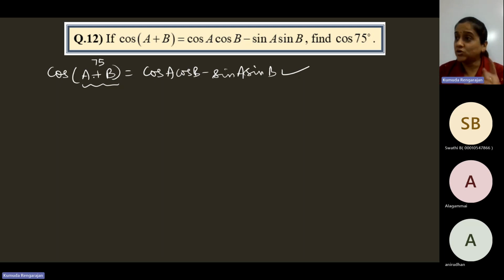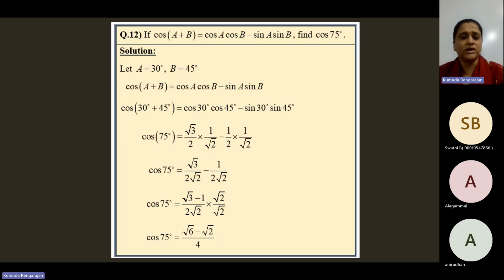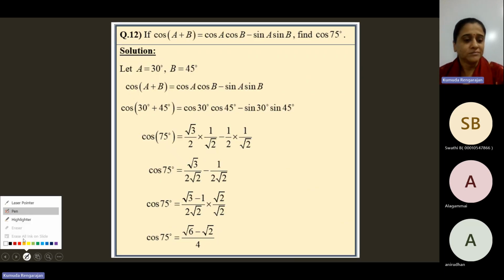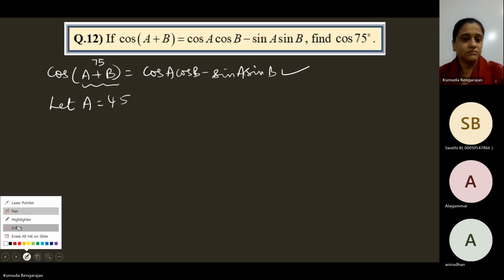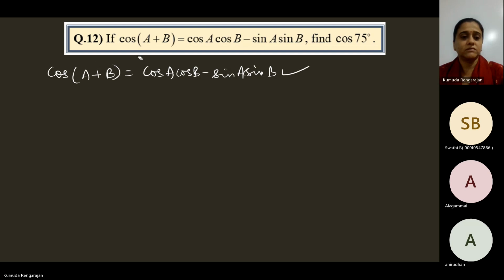You need to find cos 75. Concentrate. We have the formula cos of A plus B. So A plus B should be 75. You can let A be anything. I've used 30 here. You can take A as 45 also. Let's do it with A 45. Let A be 45 degrees and B be 30 degrees.